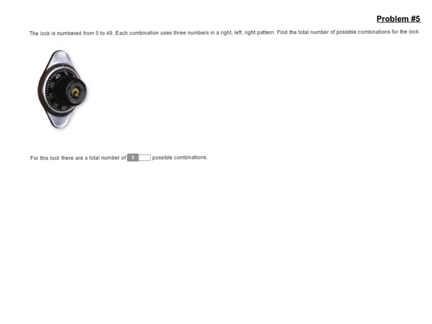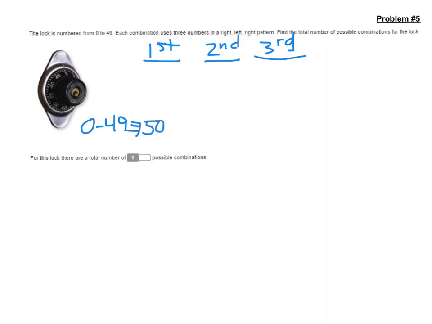So that means you have to have 3 numbers. You have the first number, then the second number, and then a third number. Now, if you turn your combination lock for the first time, the numbers that could come up are from 0 to 49. That's actually 50 possible outcomes. So you could have 50 different numbers for the first number on your combo.